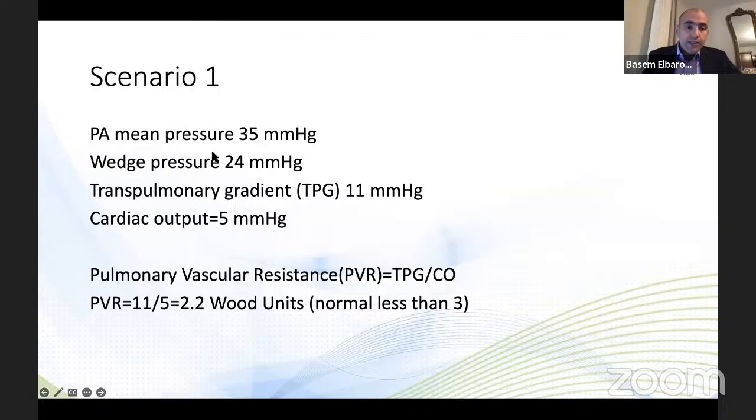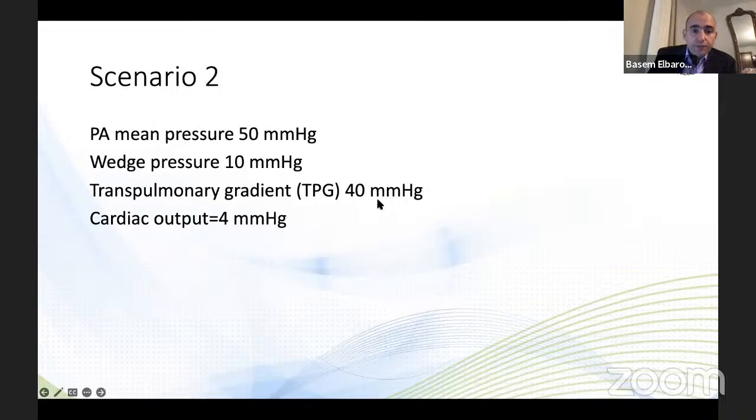So in this case, if we reduced the wedge pressure, which is a reflection of the elevated left ventricular end diastolic pressure, we would expect that the PA pressure will come down as well. And this case would be HFpEF because of diastolic dysfunction. And that's why there's shortness of breath.